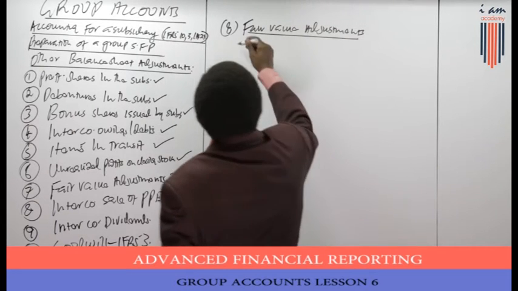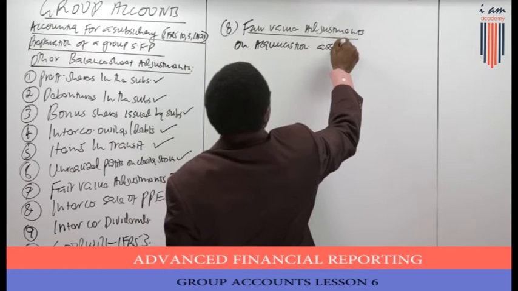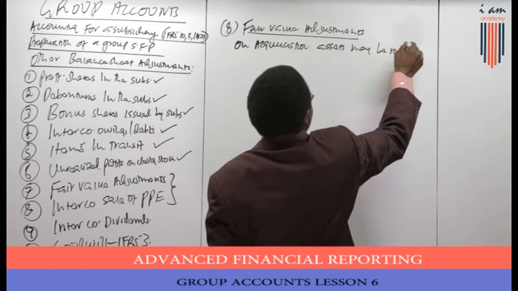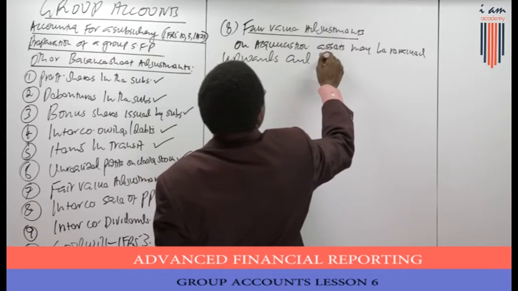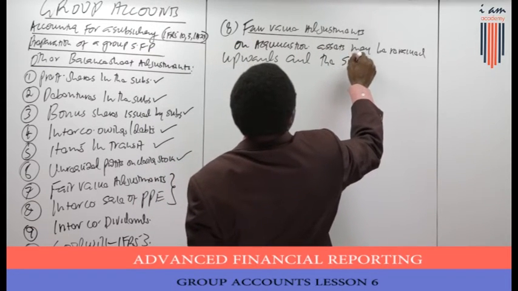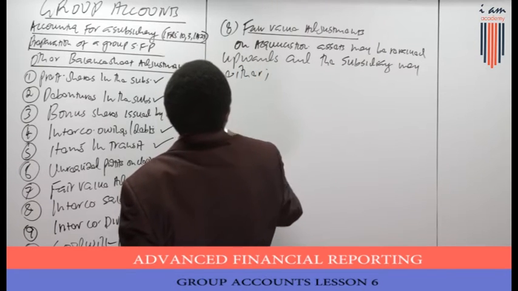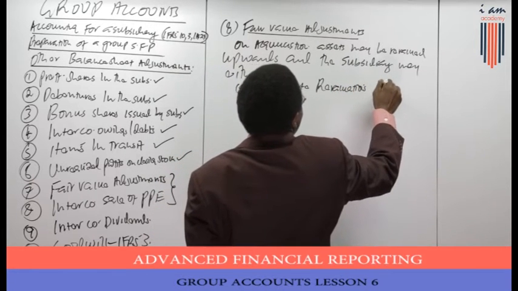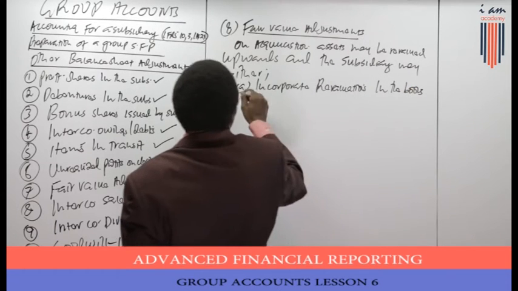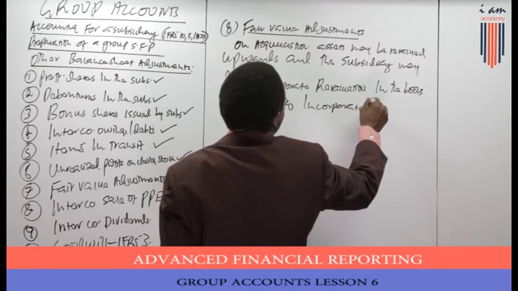Now, on acquisition, assets may be revalued upwards, and the company, the subsidiary, may either A, incorporate the revaluation in the books, or B, not incorporate the revaluation.